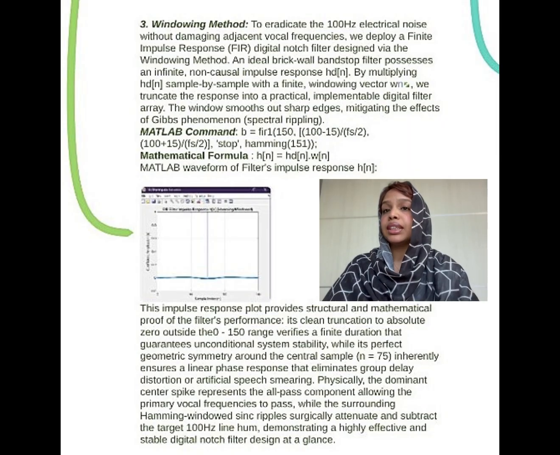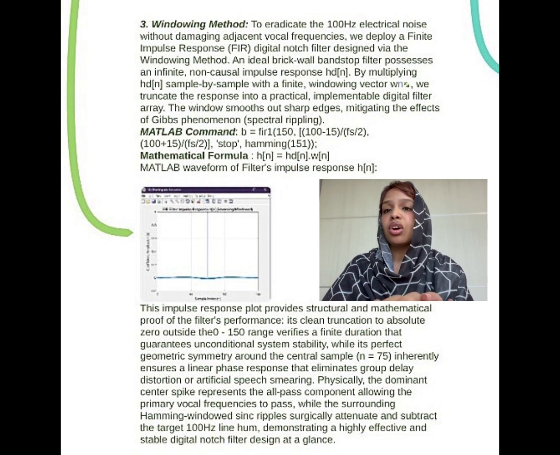Filter coefficient synthesis requires evaluating the trade-offs between the week 13 windowing method and the week 14 bilinear transformation. Although the bilinear transformation yields a highly compact infinite impulse response filter, its recursive nature introduces nonlinear phase responses that cause phase distortion and echoes in the audio signal. To preserve speech intelligibility, the windowing method is selected to design a finite impulse response notch filter.